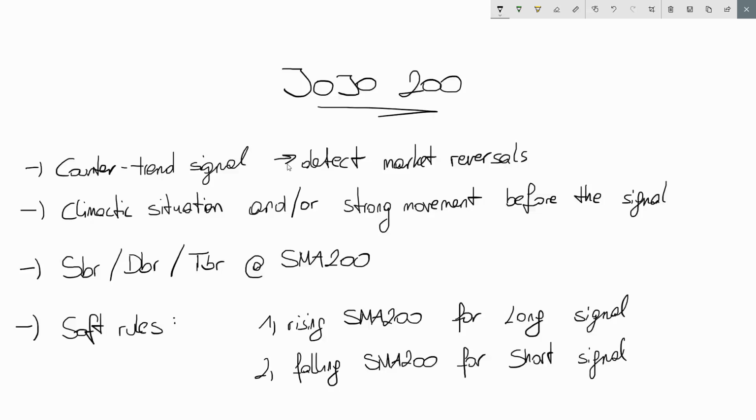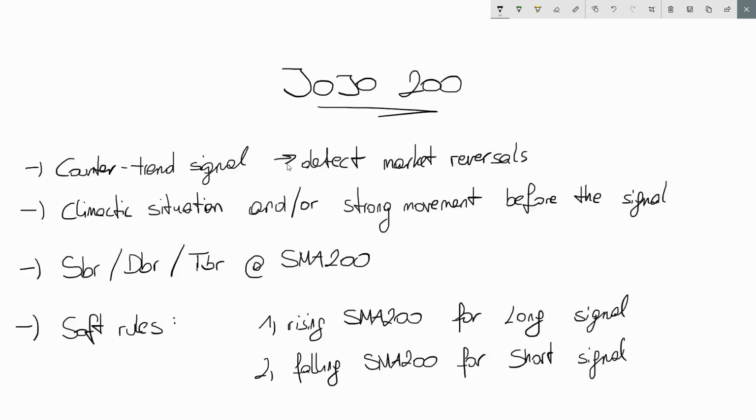Also, this is an AND or OR connection here, so we either need a climactic situation or a strong movement before the signal. So when we have also strong movement, most often a strong movement means that we are anyway in a climactic situation, but basically it would also mean that it's enough that we only have a strong movement which will stop exactly at the SMA 200.